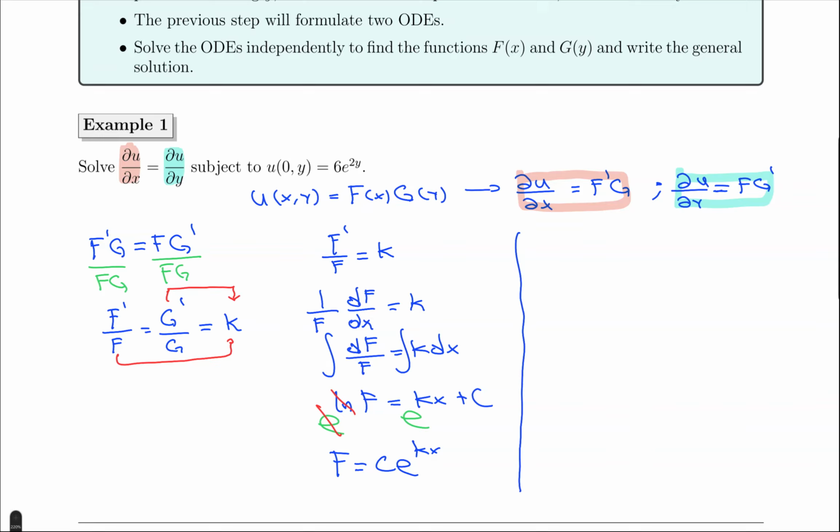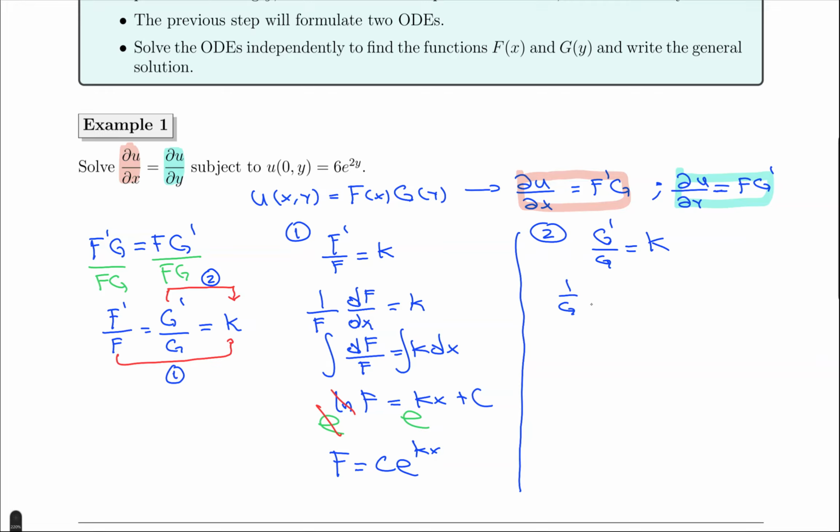Let's have a look at the g factor, the g function. We're going to set g prime over g now equal to k. So we did number 1 right here. Now let's do number 2: g prime over g equals k. And this equation really looks exactly like the one we solved, except it's a function g, and it depends on y this time. But I'm going to do it anyway. It doesn't hurt.